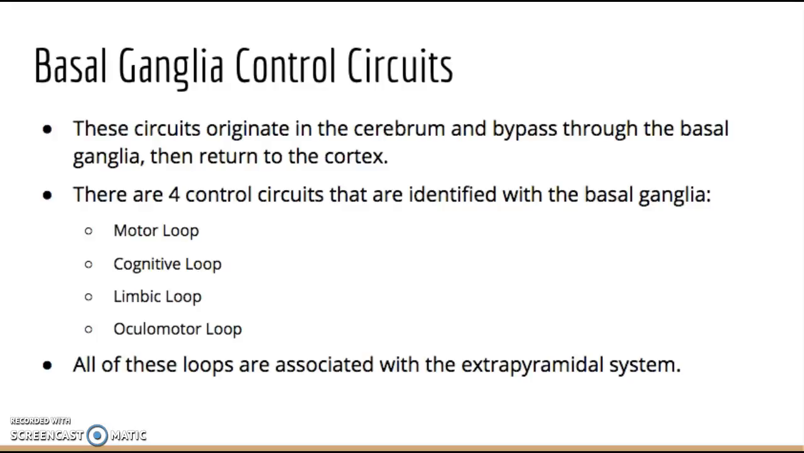When talking about the basal ganglia, you also have to talk about the basal ganglia control circuits. These circuits originate in the cerebrum, bypass through the basal ganglia, then return to the cortex. There are 4 control circuits identified with the basal ganglia: the motor loop, the cognitive loop, the limbic loop, and the oculomotor loop. It's important to remember that all of these loops are associated with the extrapyramidal system.